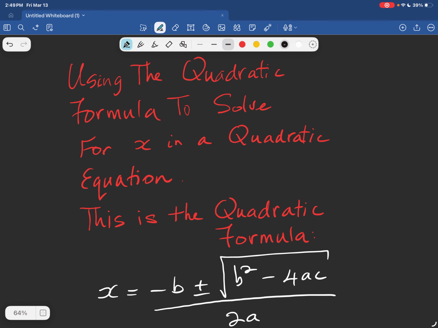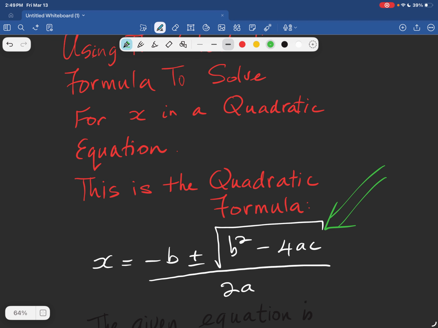Today, I'm going to be using the quadratic formula to solve for x in a quadratic equation. This is the quadratic formula. I'm going to present the quadratic formula to you first. And this formula that I've written in white, that is the quadratic formula.